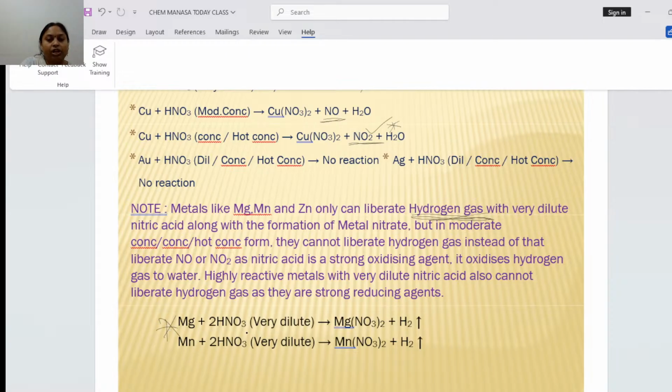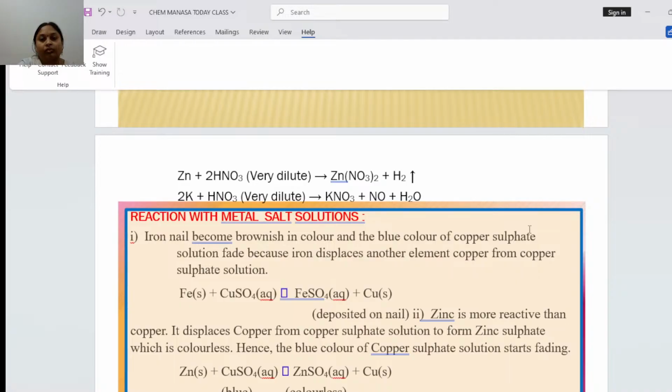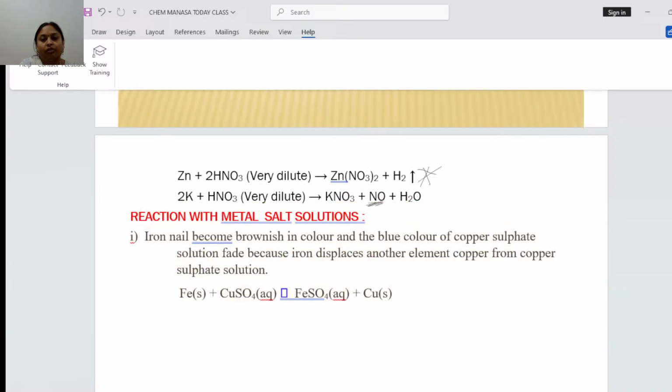Magnesium and manganese are going to give hydrogen gas. Why? Because they are strong reducing agents. Instead of hydrogen, the formation of nitrogen oxides and water is because nitric acid is a strong oxidizing agent. But magnesium and manganese give hydrogen gas because these two metals are strong reducing agents. This you have to remember. In very dilute condition, zinc is giving hydrogen gas, and potassium in very dilute condition gives NO. So these also you have to remember.